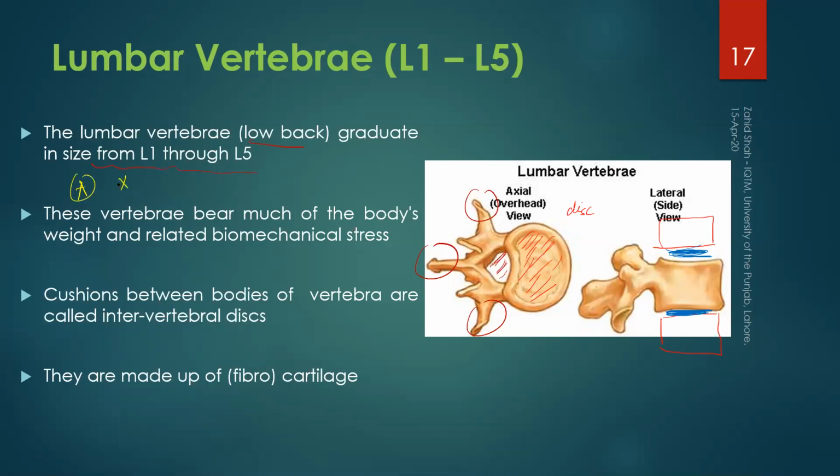Very important role to play. So they bear much of the body's weight and related biomechanical stresses. So L1 to L5 cushions between bodies of vertebrae with the help of intervertebral discs. These discs act as shock absorbers, and they are made up of cartilage.